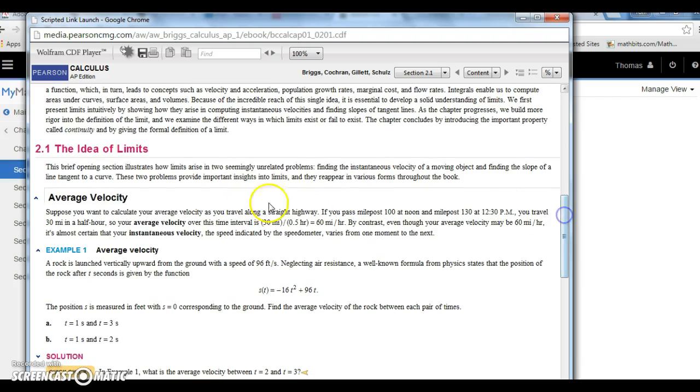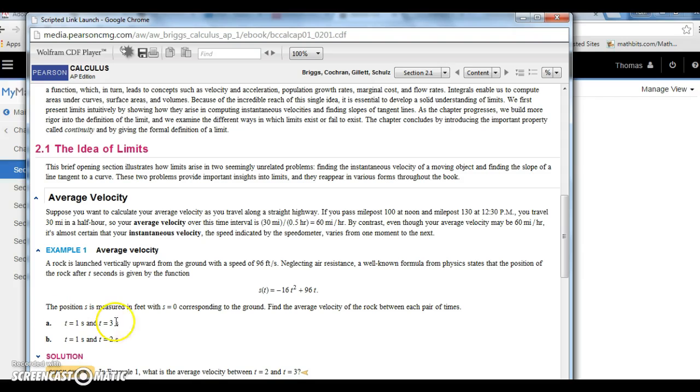And this problem talks about how you want to calculate your average velocity. When you pass milepost 100 at noon and milepost 130 at 12:30 p.m., you've traveled 30 miles in half an hour, so your average velocity over this time interval is 30 divided by 0.5, which is 60 miles per hour. But in contrast, even though your average velocity might be 60 miles per hour, it's almost certain that your instantaneous velocity, the speed indicated by your speedometer, varies from one moment to the next. So, example 1, average velocity.